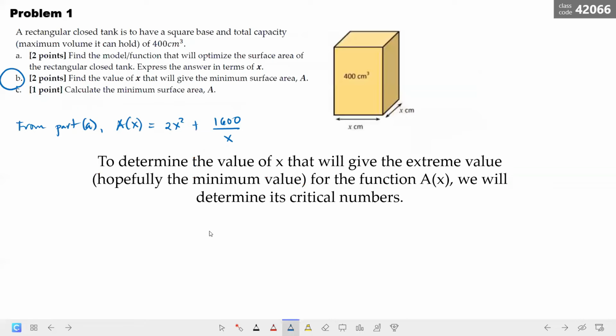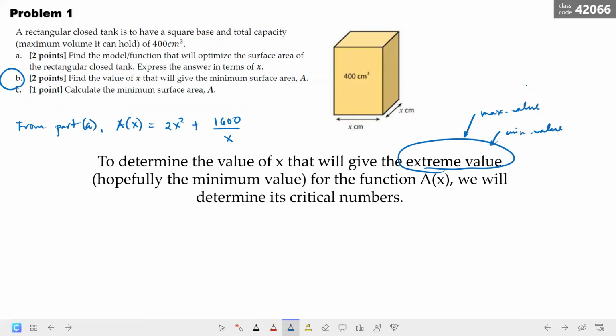Now let's proceed to letter B. Find the value of x that will give the minimum surface area. We already have the function from A. Now we want to know how to determine the value of x that will give the minimum. Remember that to determine the value of x that will give the extreme value, we don't know yet if it is a maximum or minimum, but let's just say the extreme value. It could be a maximum value. It could be the minimum value.